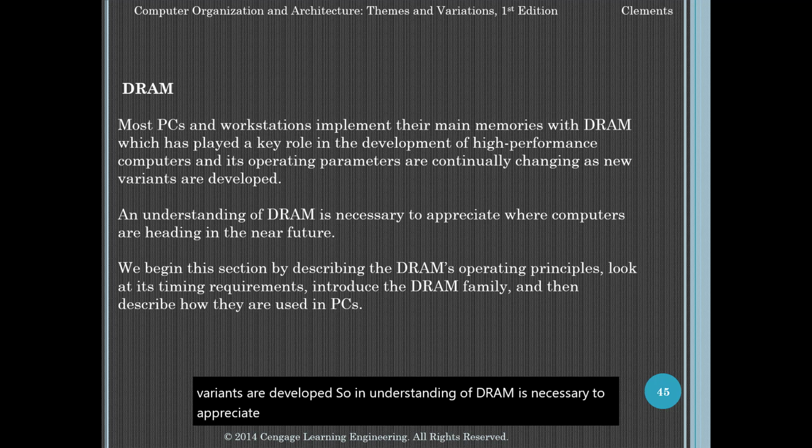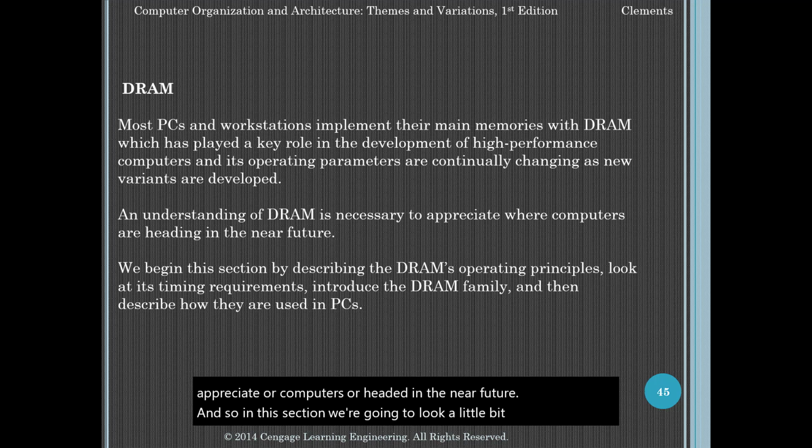So an understanding of DRAM is necessary to appreciate where computers are headed in the near future. And so in this section, we're going to look a little bit at DRAM's operating principles and some of those things. But again, we're not going to dig too deep into the weeds here.